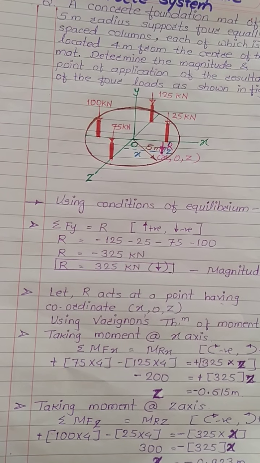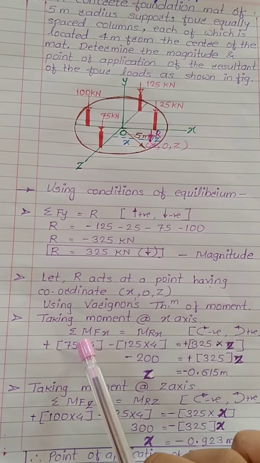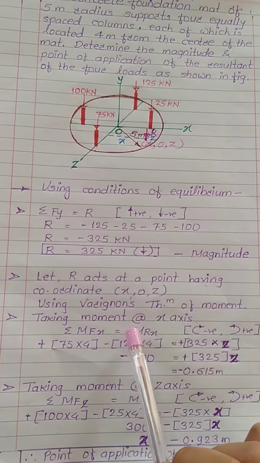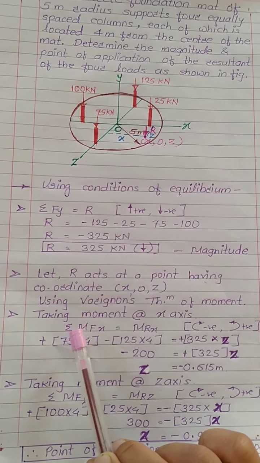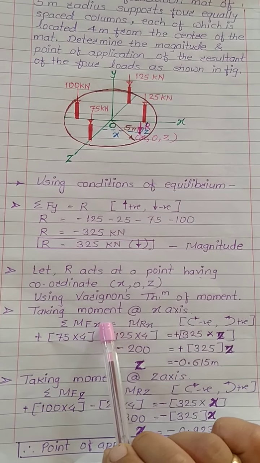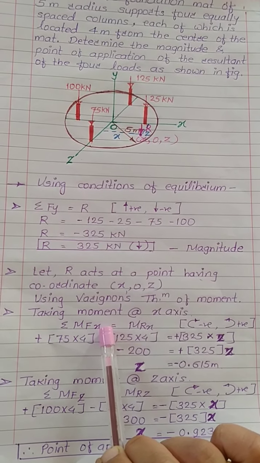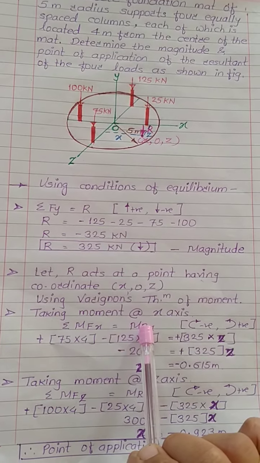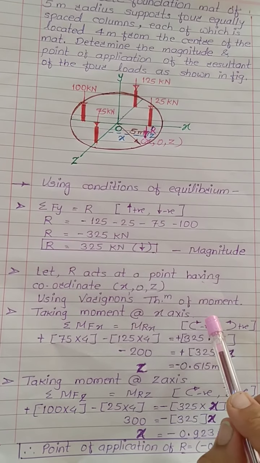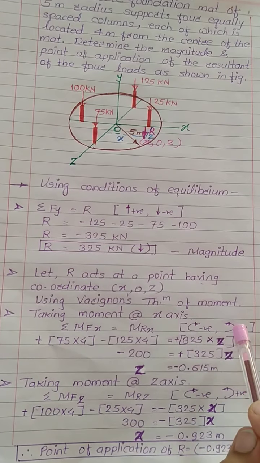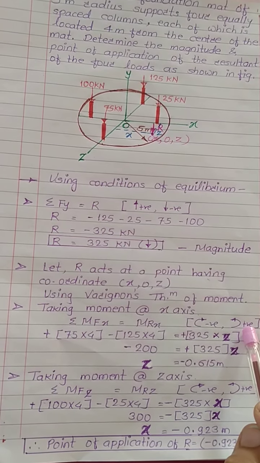Now in a space force system you have to take moments about different axes. So first of all we will take moment about the x axis. Now, summation MFx equals MRx. Now I will explain this term. It is the algebraic sum of moments of all forces about the x-axis. M indicates moment, F indicates force, x indicates the axis about which I am taking moment, equals MRx, the moment of the resultant about the x-axis. For taking moments, I have used the sign convention of clockwise moment negative and anti-clockwise moment positive. You can use your own sign conventions, it doesn't matter, your answer will be the same.